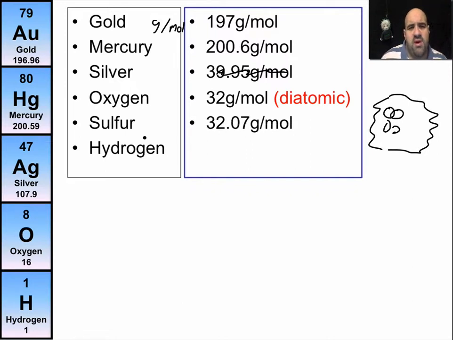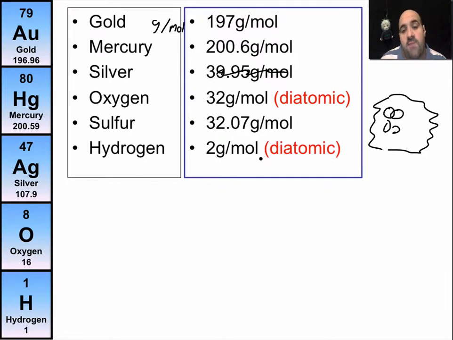Sulfur, 32.07, that looks about right. And hydrogen, again, hydrogen is diatomic, so hydrogen's not going to be 1, it's going to be 2 grams per mole. So we have to be careful when we're working with gases.